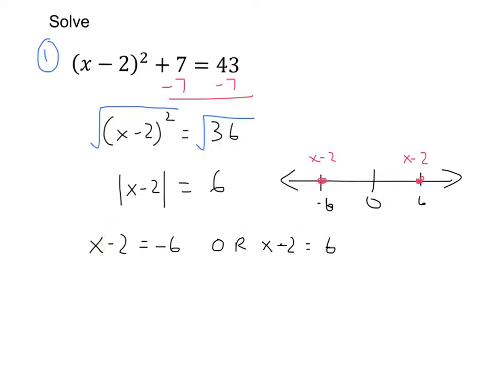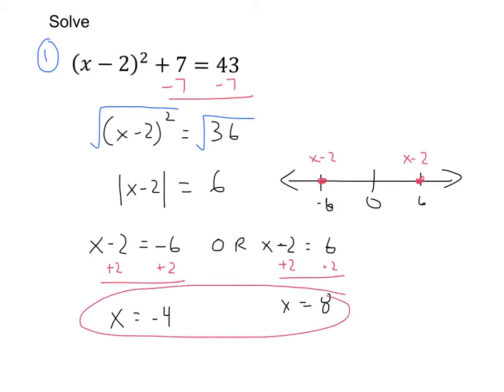Still not quite done. We haven't solved for x yet. So let's deal with our compound statement here. We have two different equations we're working with. For the first one, x minus 2 equals negative 6, I'm going to add 2 to both sides, and we end up with x is equal to negative 4. For the other equation, let's add 2 to both sides, and we get x is equal to 8. These are my two answers: x is equal to negative 4, or x is equal to 8. Those are the two values that, if I replace x with them, would make this statement true.